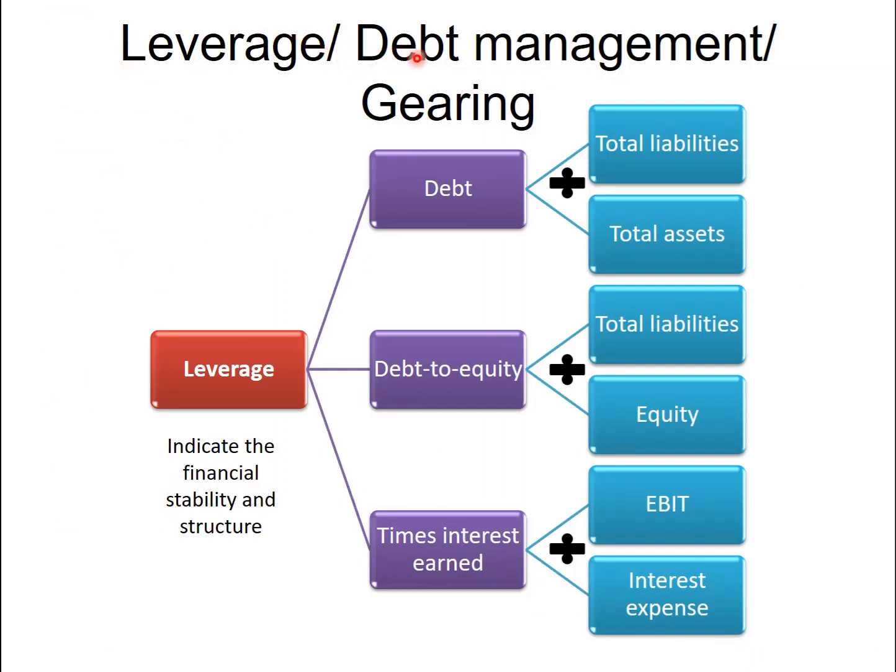Next is leverage or debt management or gearing. Basically, we have three types of ratio under leverage. Leverage indicates the financial stability and structure of the company. The formula for debt ratio is total liabilities divided by total assets. Formula for debt to equity is total liabilities divided by equity. And finally, times interest earned. The formula is EBIT, which represents earnings before interest and tax, divided by interest expense.